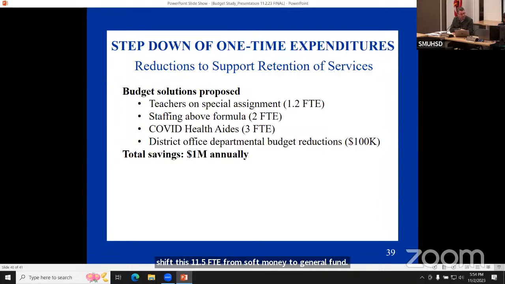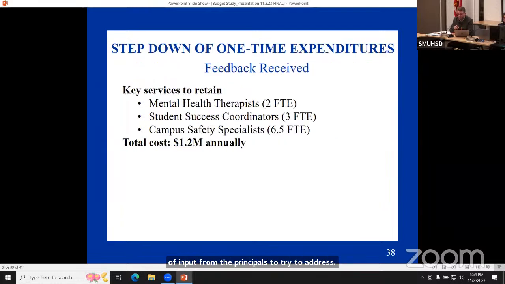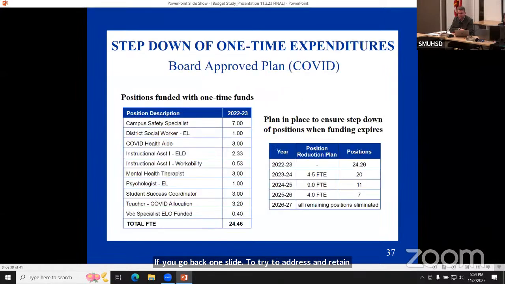And so that's my recommendation, hearing some input from the board last spring, and certainly a significant amount of input from the principals, to try to address and retain those positions. As a part of that long list, that doesn't mean all those positions go away. If you look at that list, no other positions will go away next year, I don't believe, other than the ones we just listed. Maybe one, I can't remember.